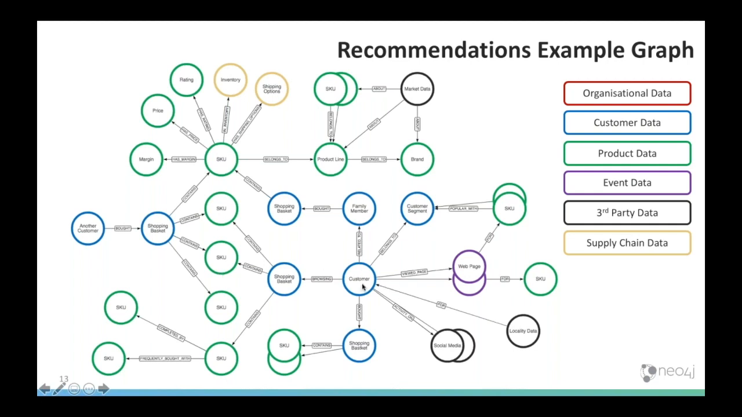Coming back to our customer and their shopping basket. So we can see there's some other information that we have. There's another item that's in there, and we can see we've got other SKUs it's related to. One is related by a completed buy relationship, and the other one is with frequently bought with. So these are additional ways of helping us understand what we might want to recommend.